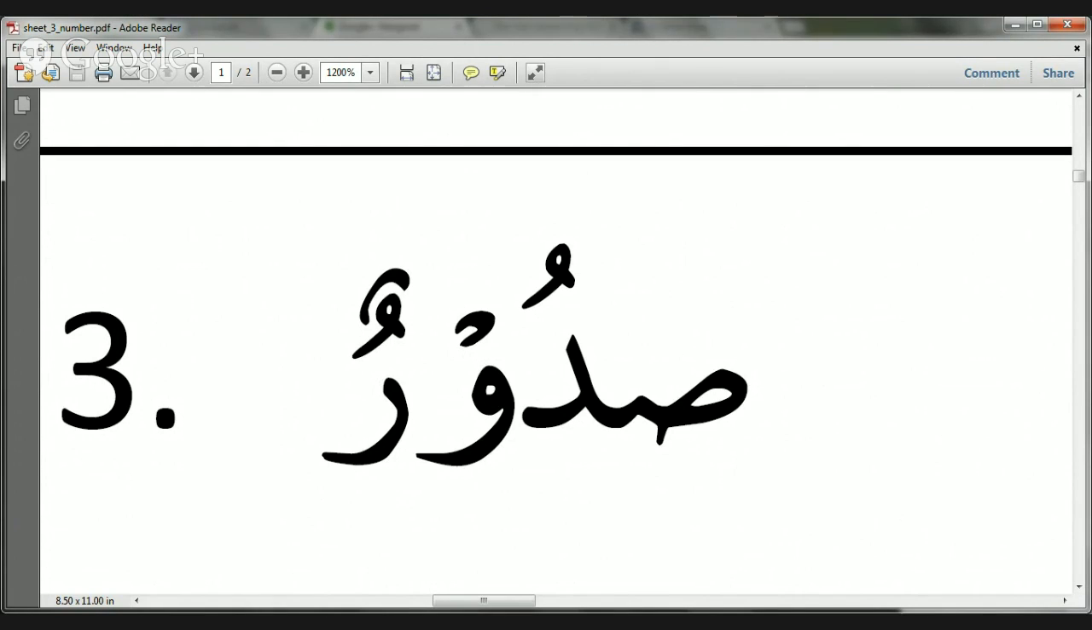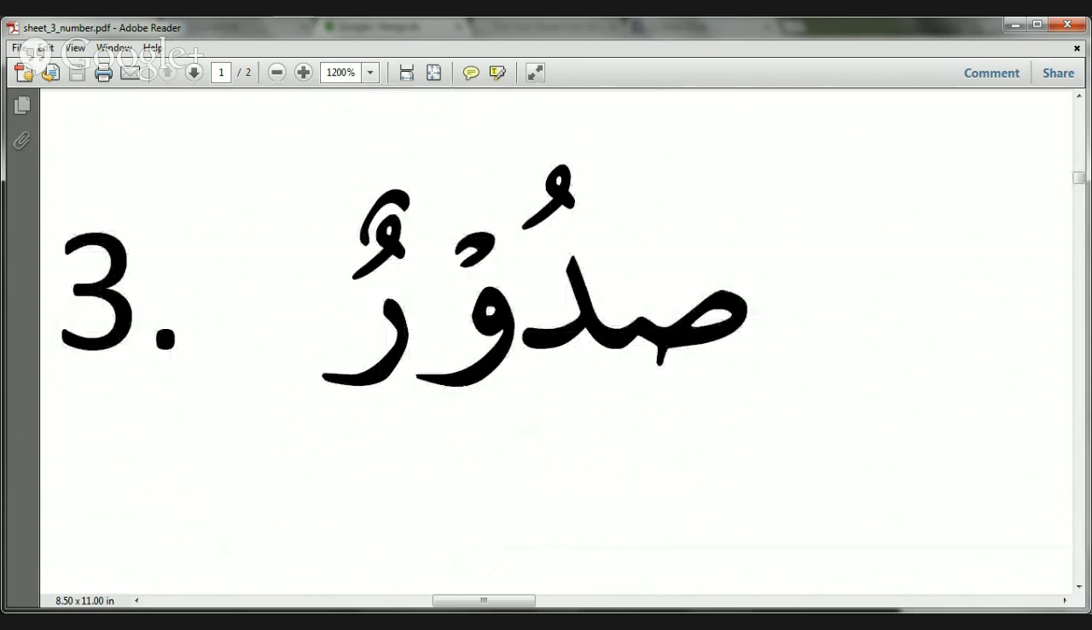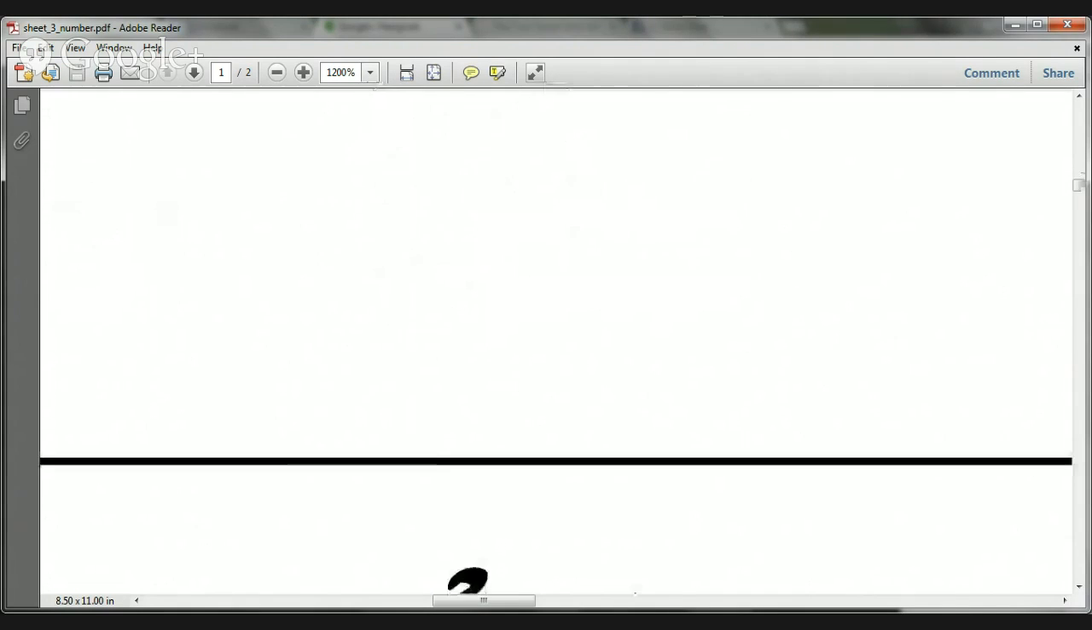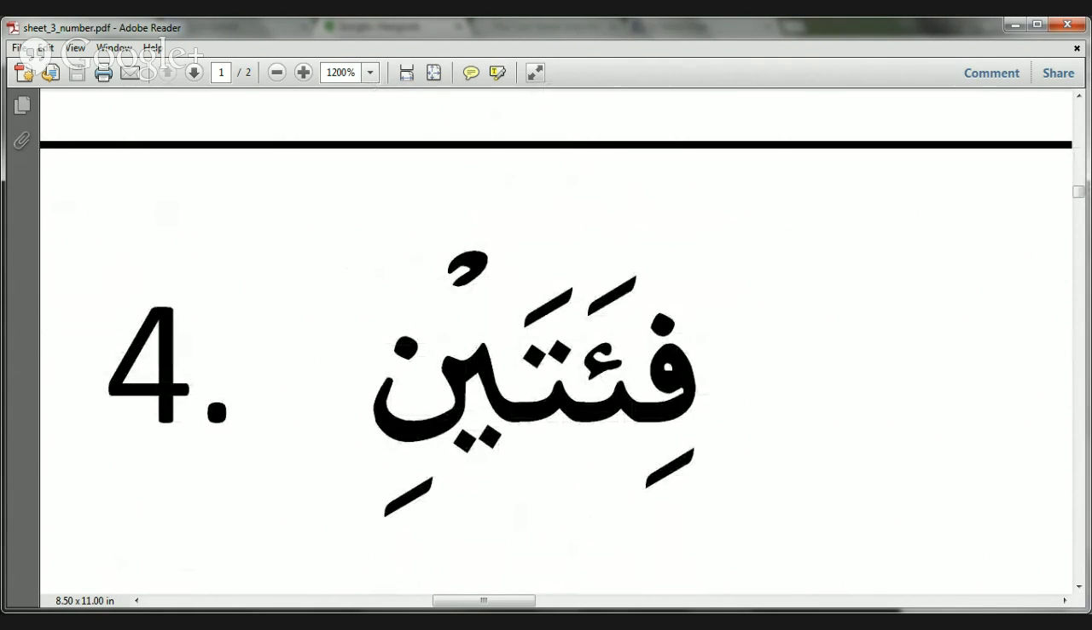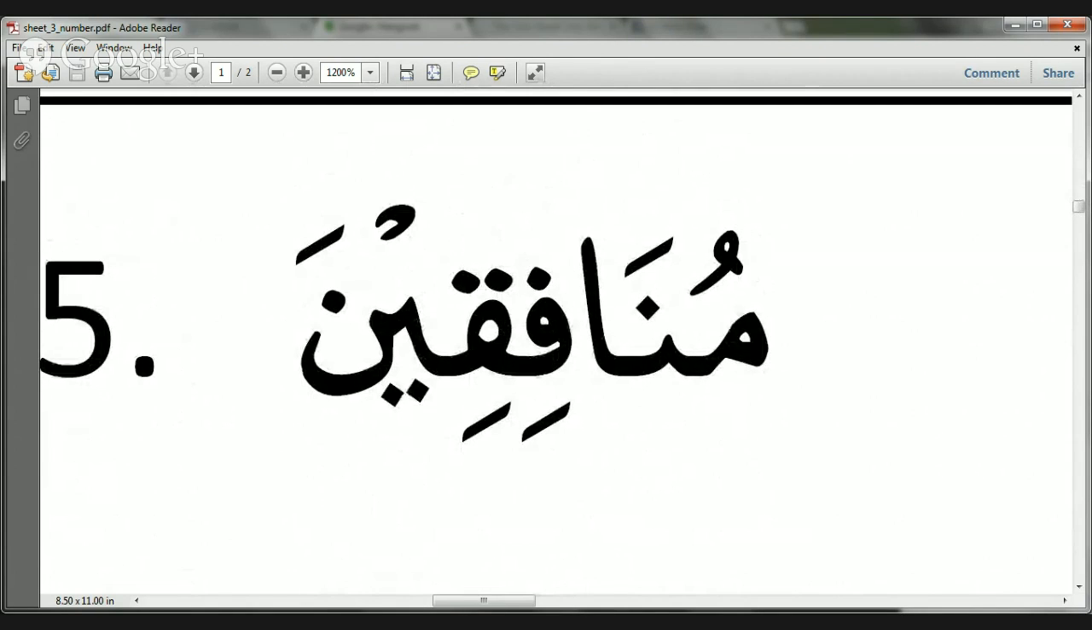You guys wouldn't necessarily know this, but it's just there to see if you have the ability to comprehend it. So if you put this on an exam and you wrote singular, I wouldn't mark it wrong because you haven't conceptualized it, but it's there to challenge you. Fi'ataini. Dual. Good. Munafiqina. Sound plural, but it ends in noon. Very good. You need to be confident in yourself.